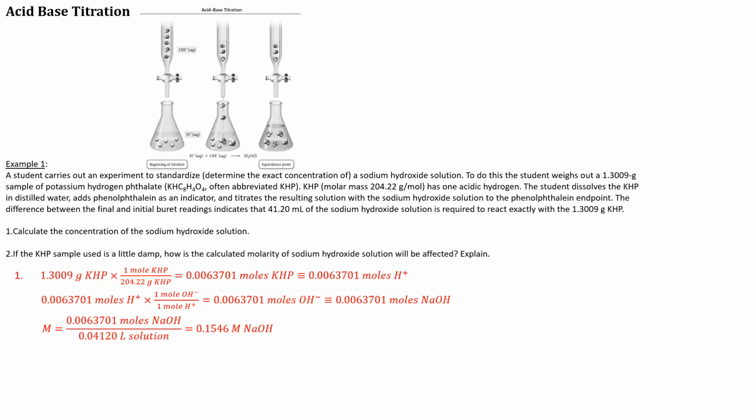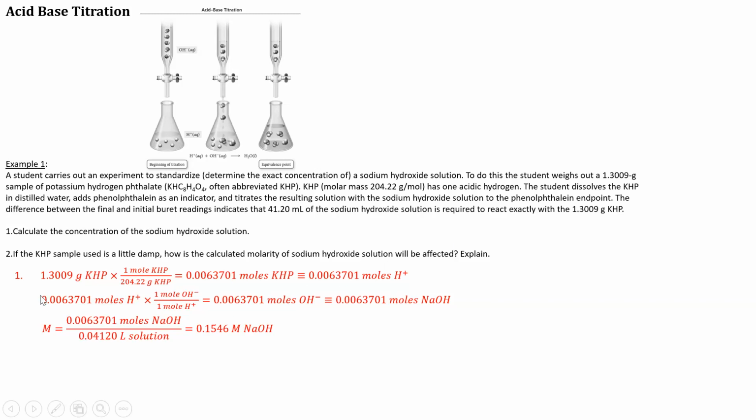So, if it was a little bit wet, how's that going to affect it? You got to take into account how we measure out the KHP in order to properly analyze lab error. So in this case, we used the mass of KHP. That means I used a scale. So if it was a little bit damp, then the measured mass would be too high.